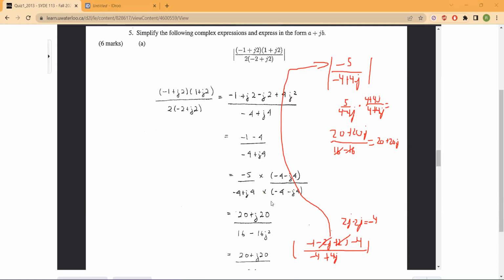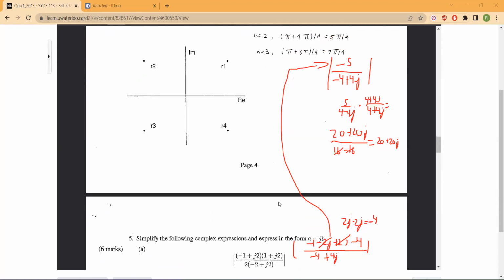Over 32. Again, I made a mistake. Isn't it good that I'm checking myself with her answers? The mistake I made, and hopefully a lot of you at home caught it and were screaming at the camera, saying, Reuven, what are you doing? It's not 16, because it's 16 minus 16, and the minus comes from the j squared. So then it's going to be 20 plus 20j over 32.